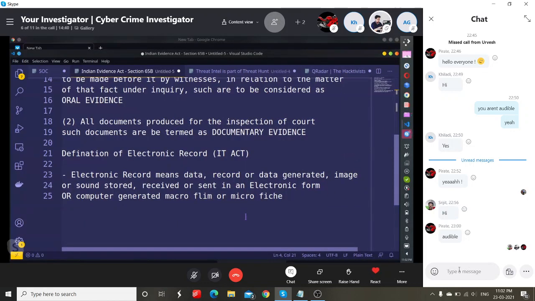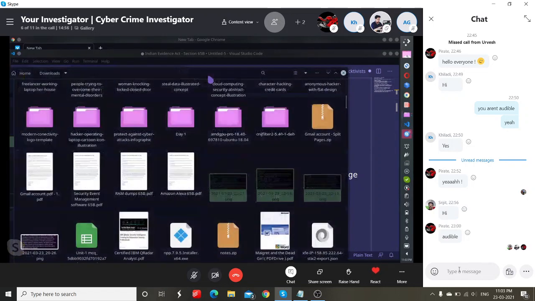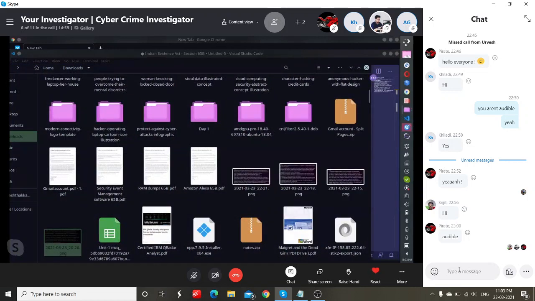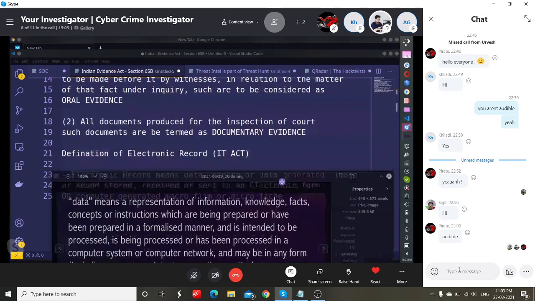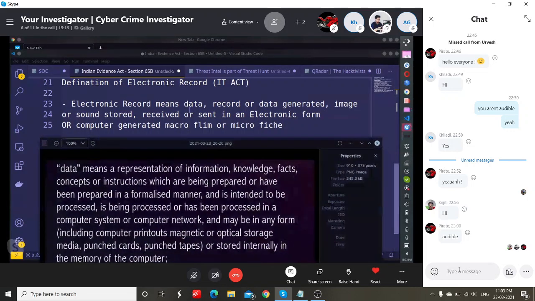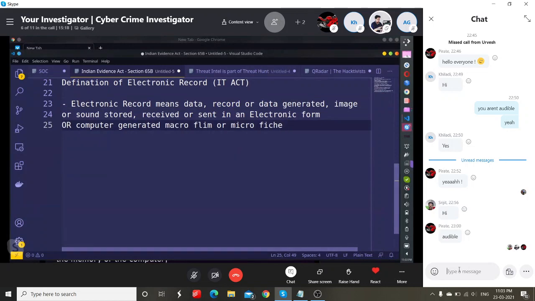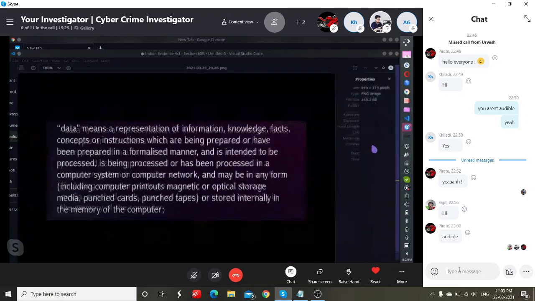So microfilm or microfiche are the compressed states of the physical documents stored in a digital form. Okay. Now, in order to get things much better, we also have to look at the definition of data. So we saw till now what I was trying to say in terms of electronic record, right? But here a lot of things about data are mentioned. So what exactly does the term data mean over here?